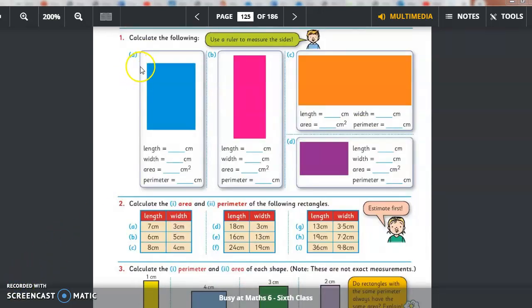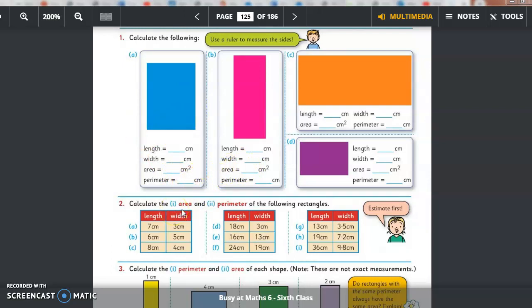Question 1, you'll get your ruler and the length is always going down the page and the width is across. Measure, put them in, then multiply your length by your width, you'll get the area, then add up all your sides to get the perimeter. B, C and D are the same.